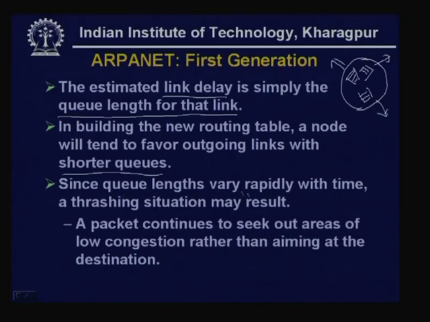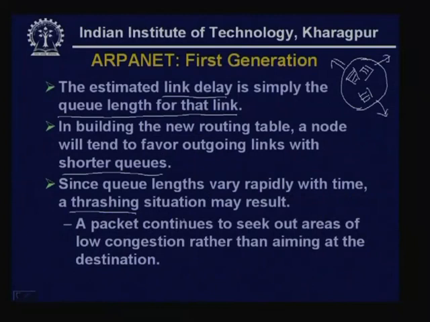Since queue lengths vary rapidly with time, a thrashing situation may result, as I mentioned earlier. Whenever this thrashing situation occurs, by the time the next routing table is formed and the packet is forwarded, that queue length has changed. And so, what can happen is that the routing calculation has to be done again. So, a packet continues to seek out areas of low congestion rather than aiming towards the destination.